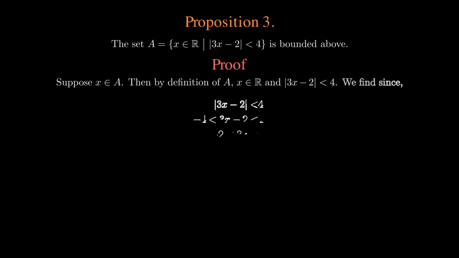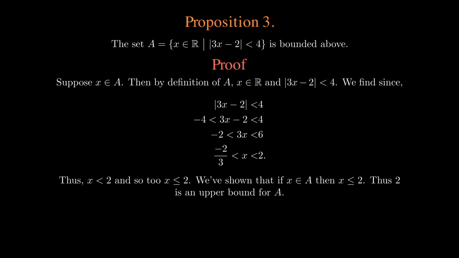Now we can start the proof. We begin by picking an arbitrary value x within the set, then unpack the definition of the set, do our scratch work, and pick out the part of the inequality that we want, which is x is less than 2. We further know that since x is less than 2, then x is less than or equal to 2. 2 now fits our definition for an upper bound. Thus, the set A is bounded above.